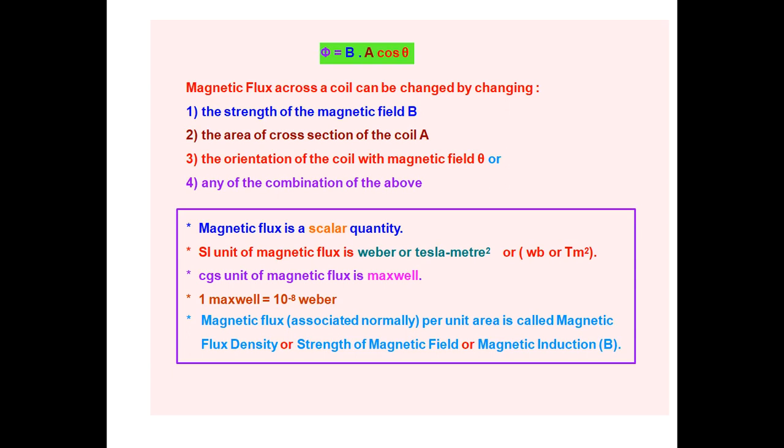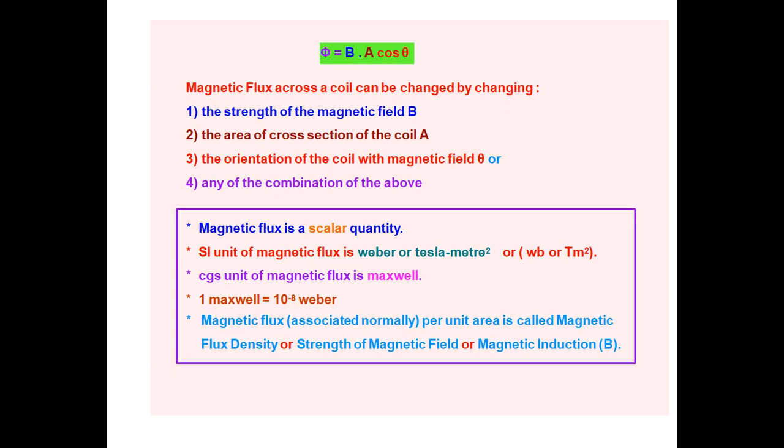One, the strength of the magnetic field. Next, the area of cross section of the given coil, and the theta. Theta is the orientation of the coil with the magnetic field. It also depends on any combination, like B and A, B and theta, A and theta, or else B, A, theta, all. It depends mainly on these three factors: the strength of the magnetic field, the area of cross section, and the orientation of the coil with the magnetic field.